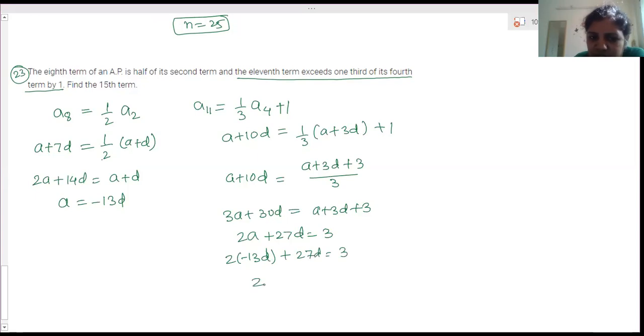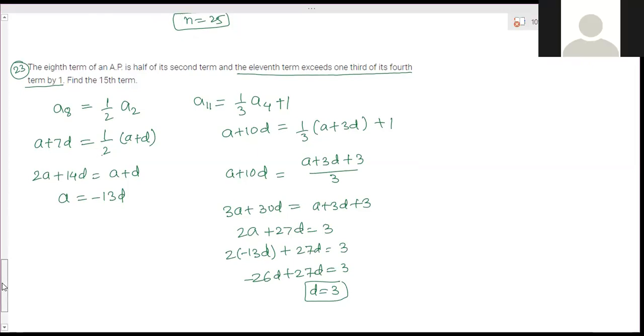Minus 13D times 2 gives minus 26D, plus 27D is equal to 3. So D is equal to 3. D is 3, so A will be minus 13 into 3, minus 39. And then you have got A and D, find the 15th term. Okay, ma'am.